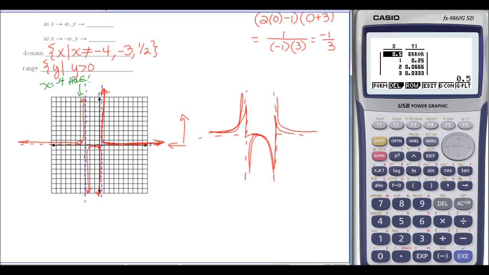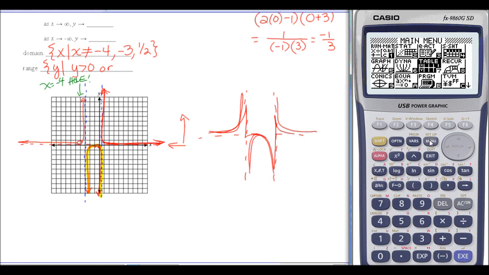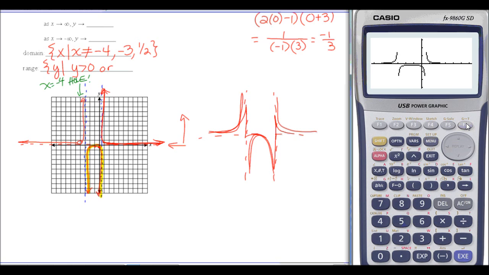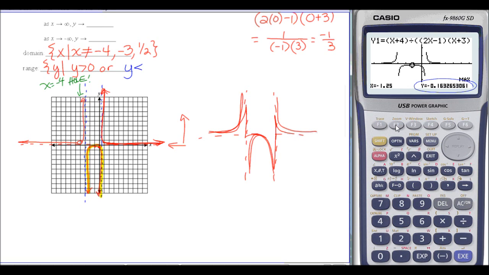Y can be anything greater than 0, or let's look at the other part of the graph. For this part of the graph down here, it looks like y can be anything less than 0, but is it really? How high does it go up? I'm not sure. The best way I can tell how high that goes up is to go into my calculator, and I'm going to go back to my graph menu, and I want to hit gsolve max, and that's going to tell me how high it goes up. Well, it doesn't really go all the way up to 0. It only goes up to negative 0.1. So when I write it, I'm going to say y can be less than negative 0.1632 because I go from there down.